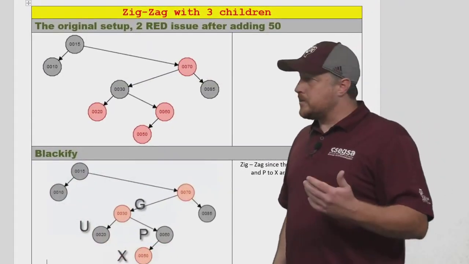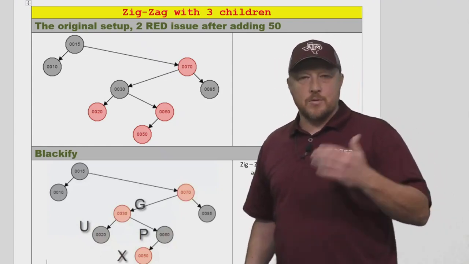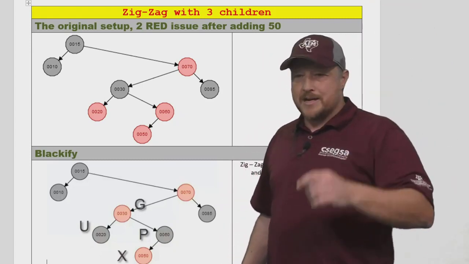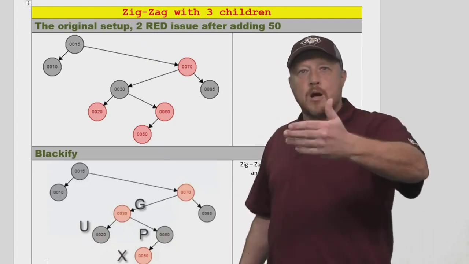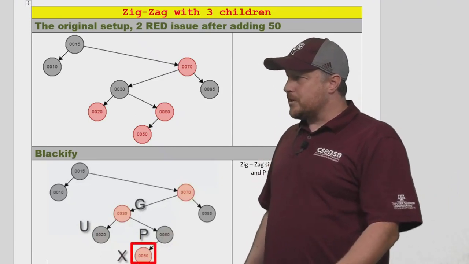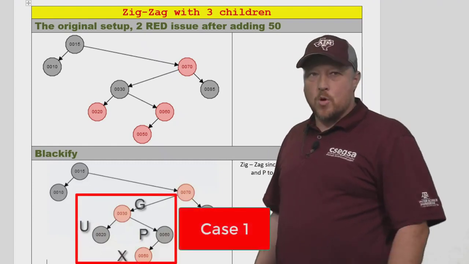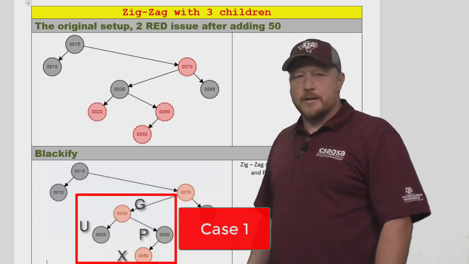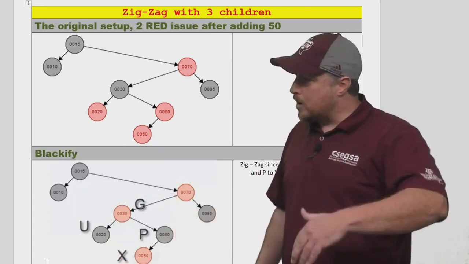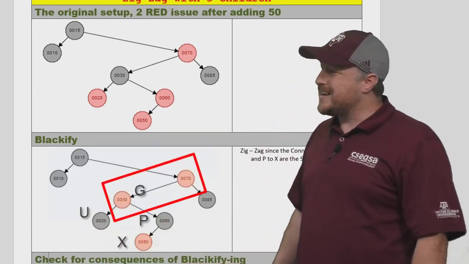Here's our next example of adding a number and checking what's going on with the child handoffs. I'm doing the same thing as the previous one: a case 1, which has a legit follow-up, and then we have a child handoff. I just added 50, as you can see at the very bottom with X. I'm going to do a case number 1, which is a blackify. The uncle and parent get changed to black, and the grandparent gets changed to red. After case 1, we redo the whole thing and check to see if we have two reds in a row, which we do, 30 and 70.